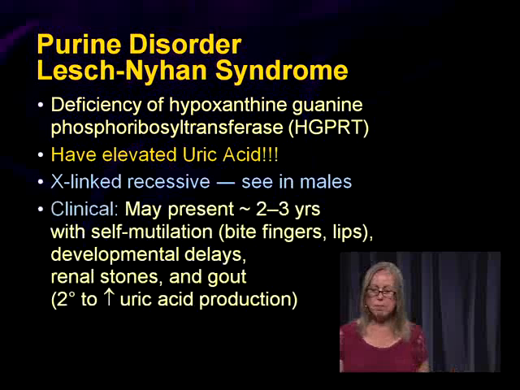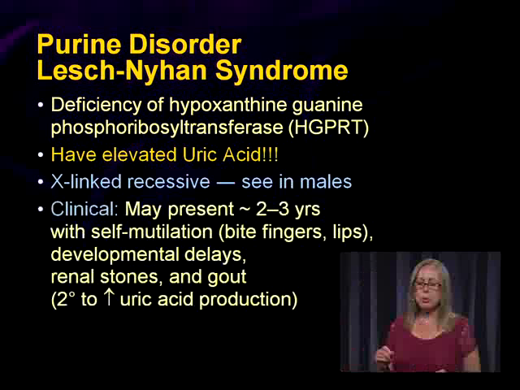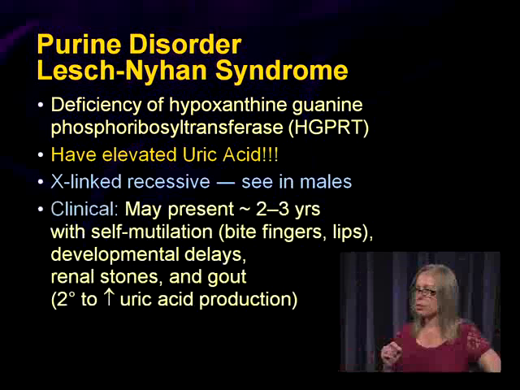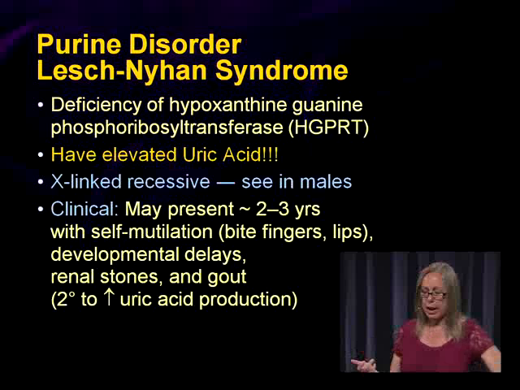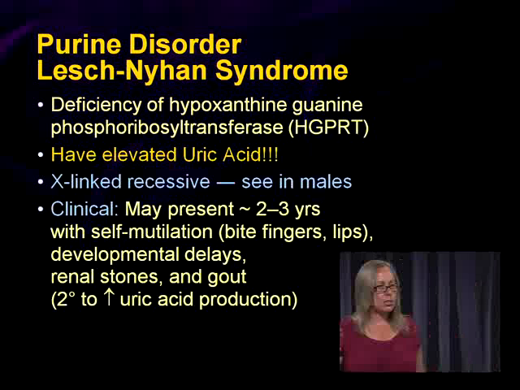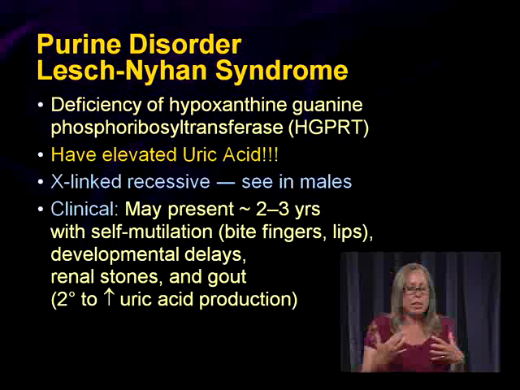May present at about 2 to 3 years of age with self-mutilation. They like to bite off their fingers and lips, and so people end up getting all their teeth pulled. There are developmental delays. They have renal stones and gout secondary to the increase in their uric acid production. I have not seen very many people with this condition, but people love it on exams because they bite themselves and self-mutilate.